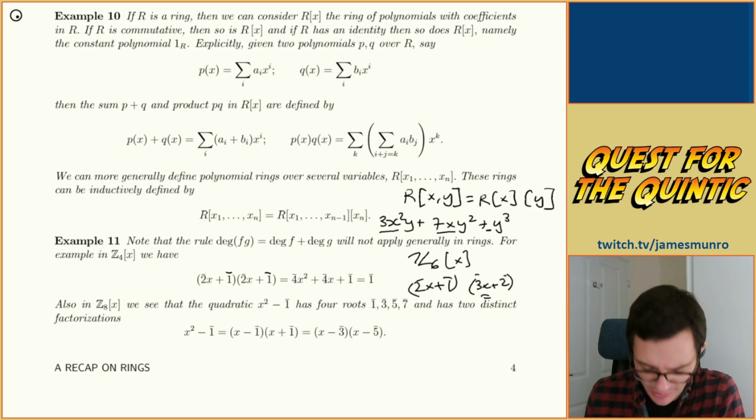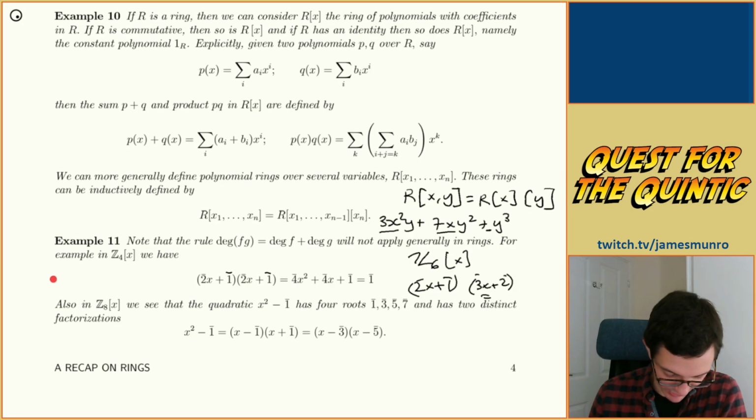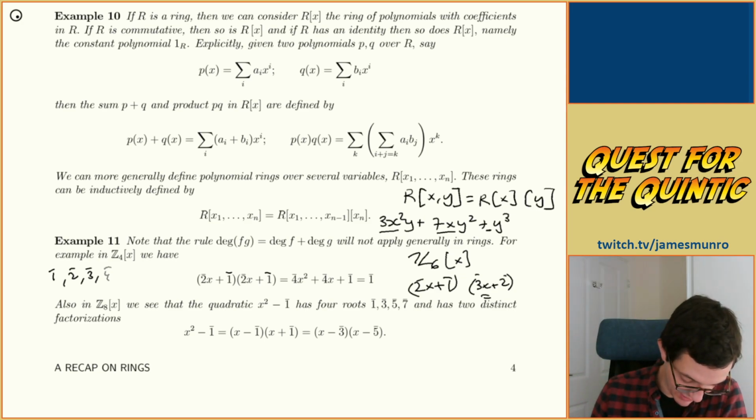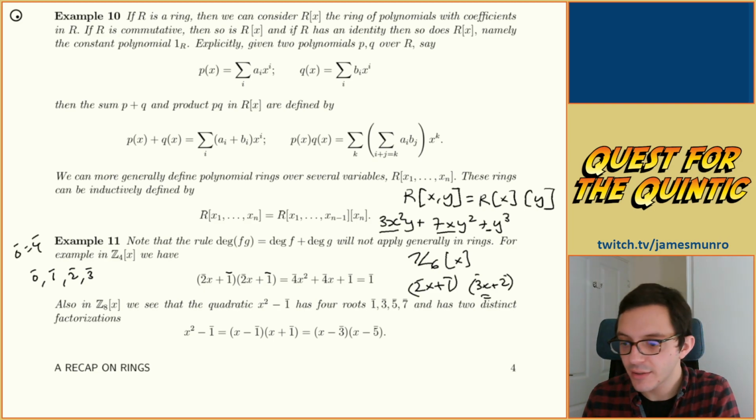So, yeah, hang on. I think I need to understand Z4 a little bit more. There's 1 bar, 2 bar, 3 bar, and 4 bar, which I'm probably going to call 1, 2, 3, and 4. Maybe that's actually more normal to write as 0 bar. I suppose 0 bar is equal to 4 bar or something.